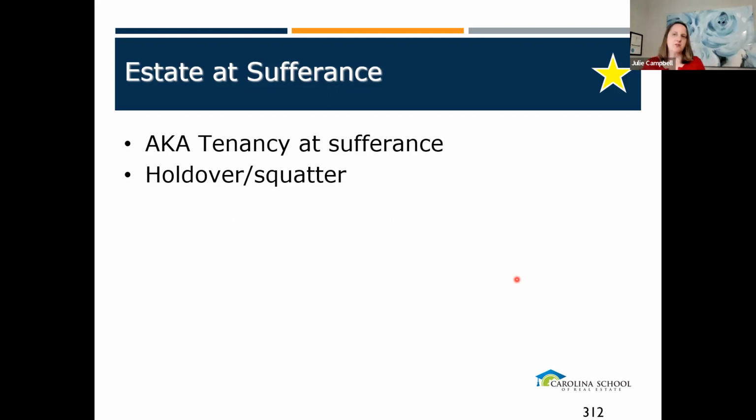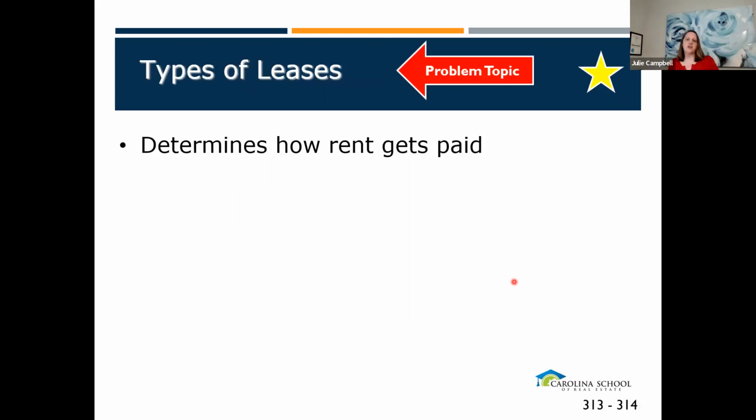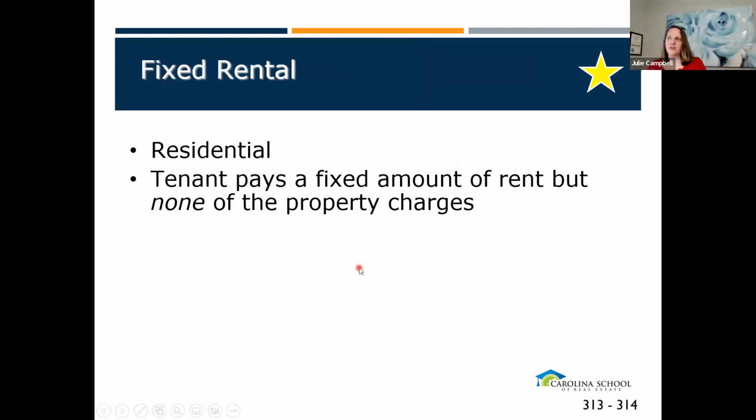So now that we know the different types of estates, let's talk about the different types of leases. This conversation in general tends to be a problem topic. Again, we're going to see a lot of yellow stars, so we need a pretty basic understanding. There's a nice chart for you guys on page 313. We're going to talk about each of those. But the determining factor of what type of lease it is is how rent gets paid. There are several different methods by which rent could get paid. So what kind of lease it is is determined by how rent gets paid. And the first type of lease we have is a fixed rental.